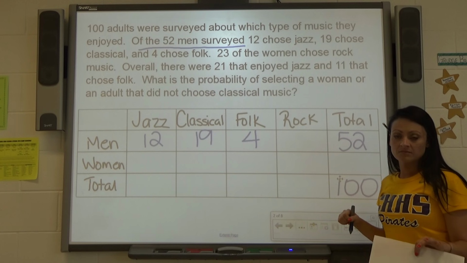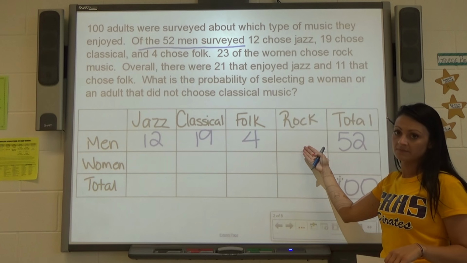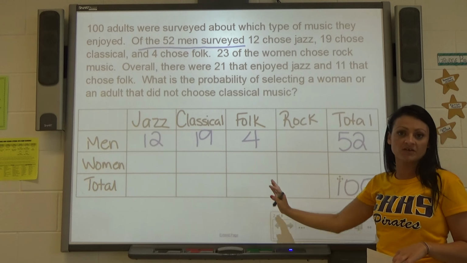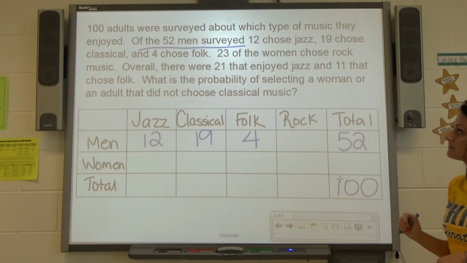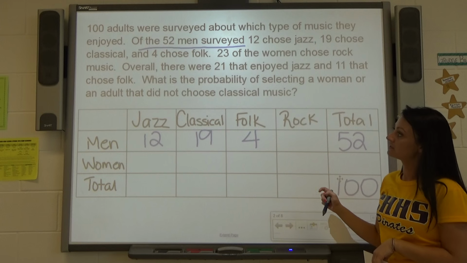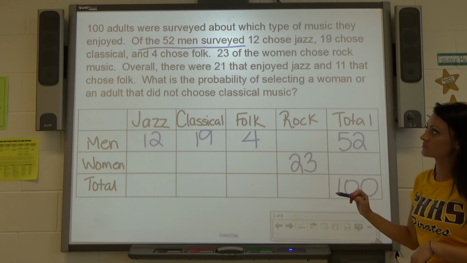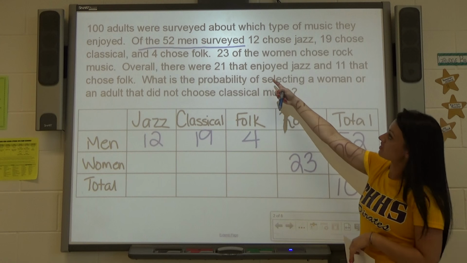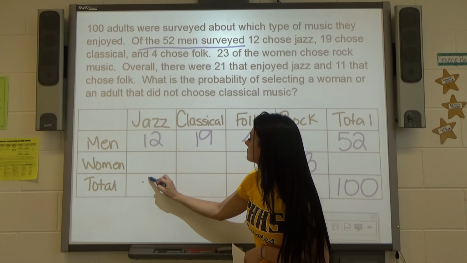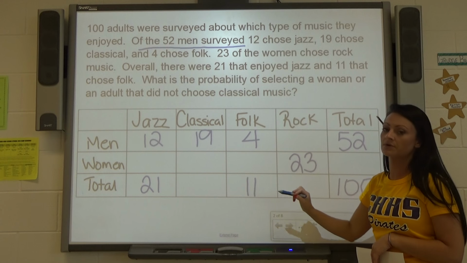At this point in time, you could stop and figure out the cell for men rock. I'm going to keep piecing the puzzle together with what's in my word problem and save filling in the empty spaces for the end. So the next thing that they tell me is that 23 of the women chose rock. So I'm going to look for the women and rock cell and where those overlap, and that's where 23 is going to go. Overall, there's 23 that enjoyed jazz, so that would be my jazz total. And then 11 that chose folk, so that's the folk total.